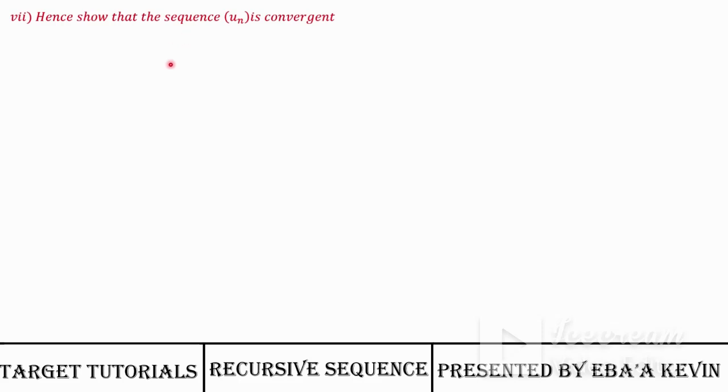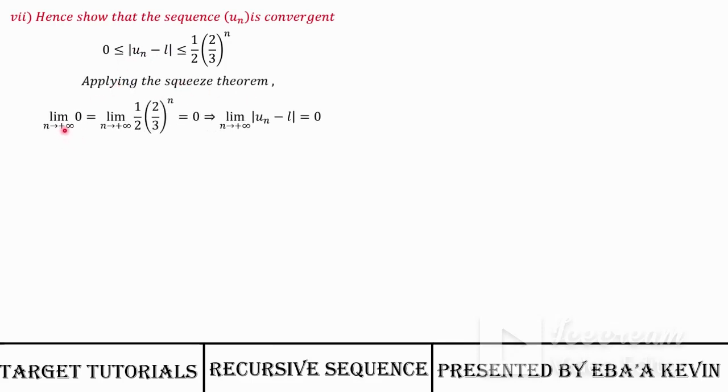Using the proof that we had previously, that is, the absolute value of u_n minus L is less than or equal to a half times 2/3 raised to the power n, we can also say that the absolute value of u_n minus L is greater than or equal to 0. We can therefore get the limit of the middle term by simply applying the squeeze or sandwich theorem. Applying the squeeze theorem, the limit as n tends to positive infinity of 0 is equal to the limit as n tends to positive infinity of a half times 2/3 raised to the power n, which equals 0.